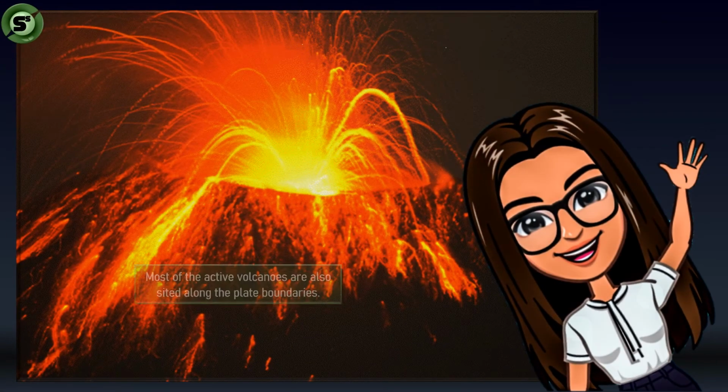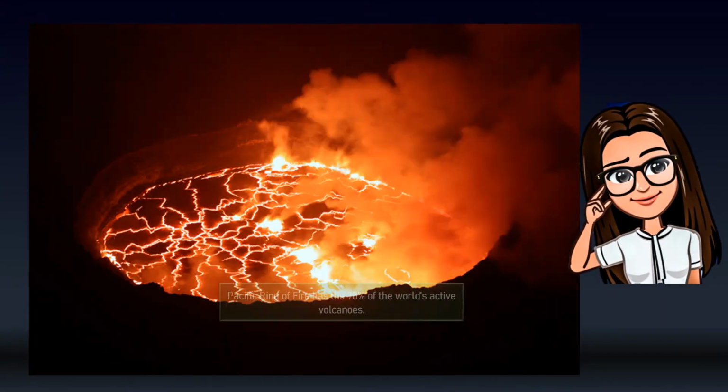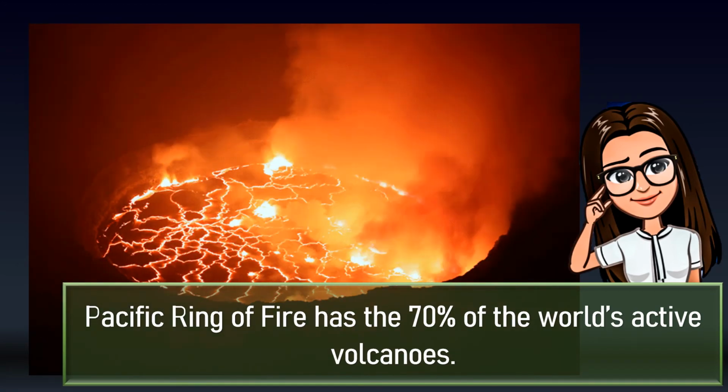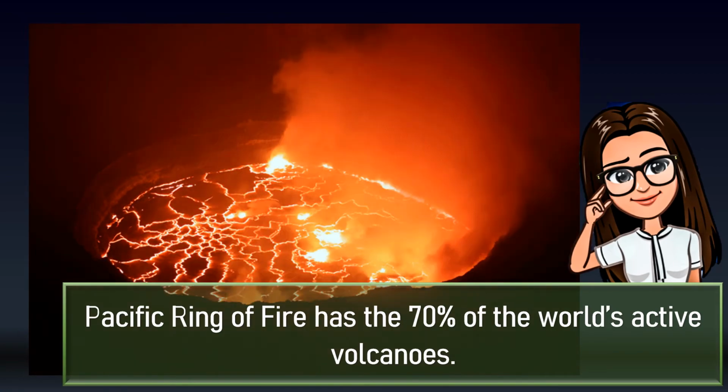Not only do tremblings happen along the boundaries, many volcanic eruptions occur there too. Most active volcanoes are sited along the plate boundaries. The part in which there is a great concentration of volcanoes is the Pacific Ring of Fire. 70% of the active volcanoes of the world are found in the Pacific Ring of Fire. Watch this news clip of Channel News Asia, the CNA, to get a little idea of what is happening along the Pacific Ring of Fire.